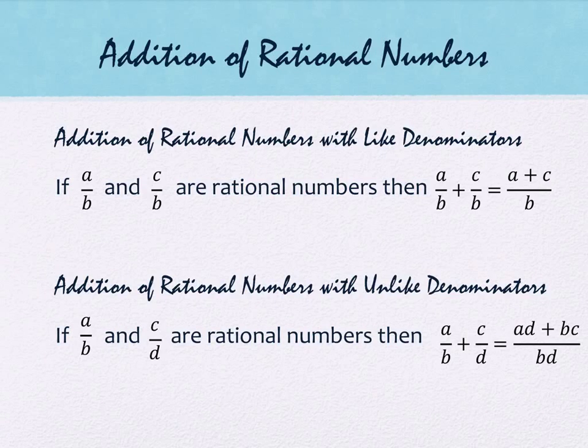The first one is addition of rational numbers that have like denominators that match. And then the second definition on here has the unlike. So we see like right here and we see unlike right here. When we have like denominators, like a over b and c over b, all we need to do is add the numerators together.